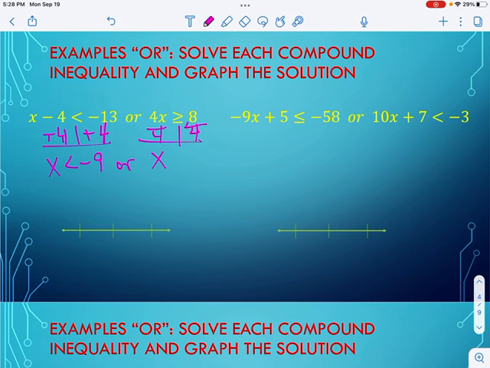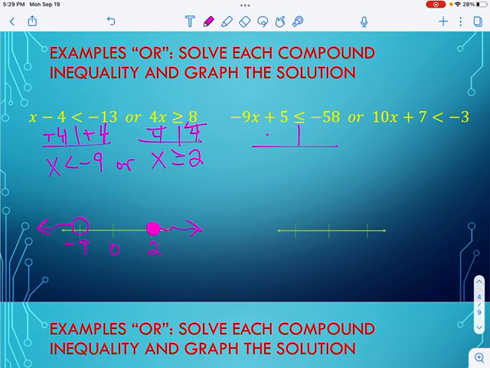And that's going to get me x is greater than or equal to 2. So now when I come down here, it's -9, 0, and 2. It says x is less than -9, so it'd be shaded to the left. It also says that x is greater than or equal to 2, so it'd be a solid circle shaded to the right. Okay, and that's your solution.